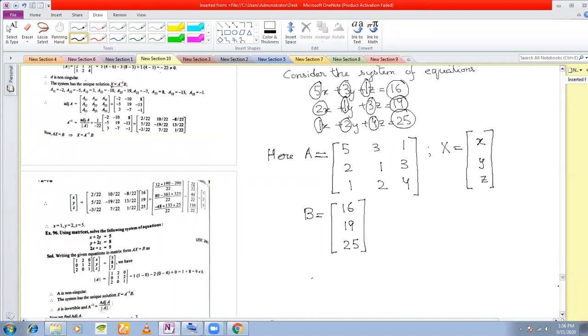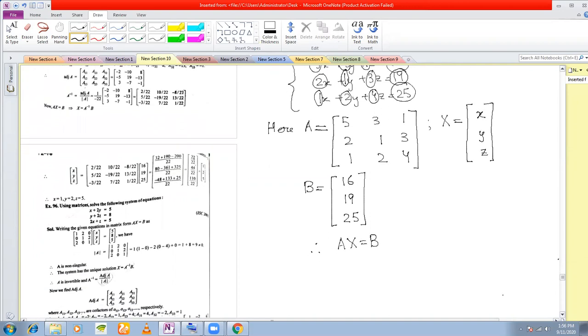Therefore, this system of equations in matrix notation can be written as AX is equal to B. Understood? Now, what is the solution of this equation? The solution of this equation is X is equal to A inverse B, as I told you yesterday.